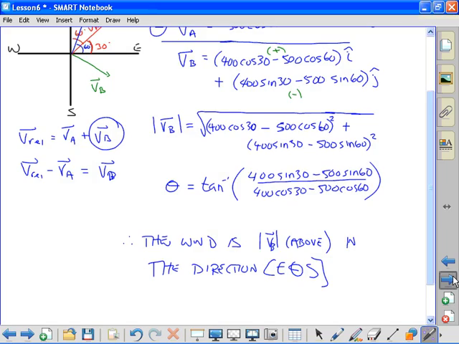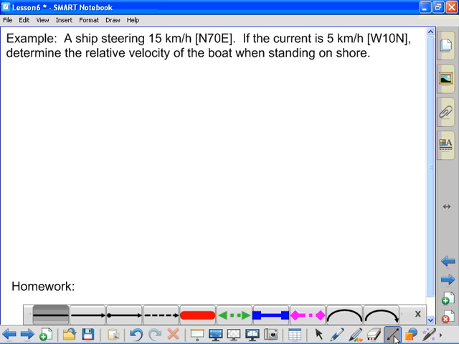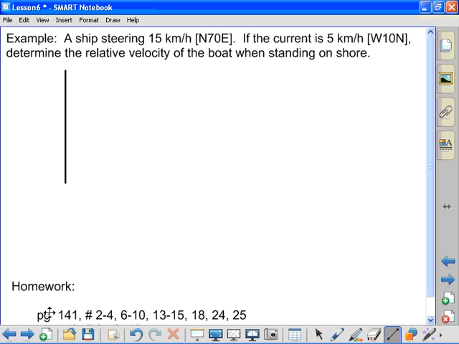Okay? One last example. A ship steering at 15 kilometers per hour north 70 degrees east. So I need a picture here to keep this clear in my own head. So right away, go to my coordinates, north, east, south, west. A ship is steering, so that tells me that's VA. That's from the captain's perspective. So north 70 degrees east. So here's my VA, 70 degrees, but I really want the 20.